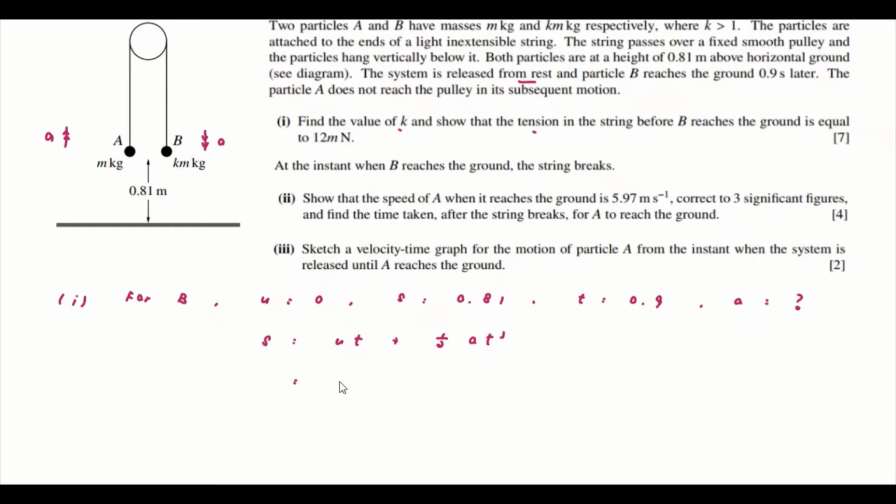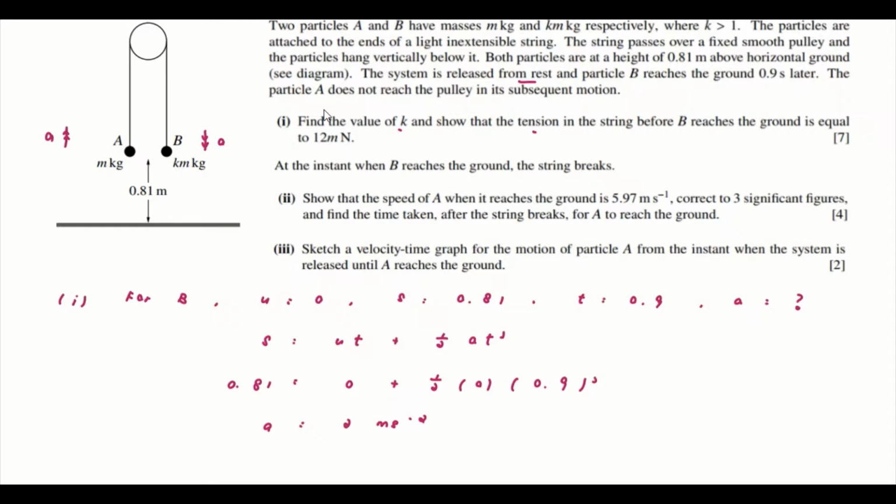So from here, I get 0.81 equals 0 plus 1 over 2 A, which is what we want to find, times 0.9 squared. So from here, I will be able to solve it. So 0.81, so I will be able to get 2. So A equals 2 meters per second squared. Okay, so after I got this, now we can continue.